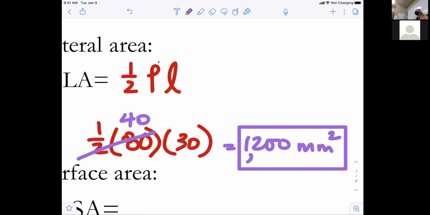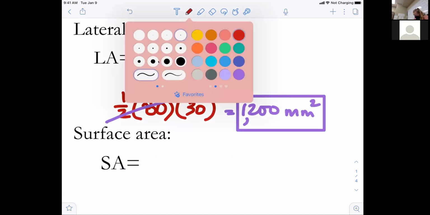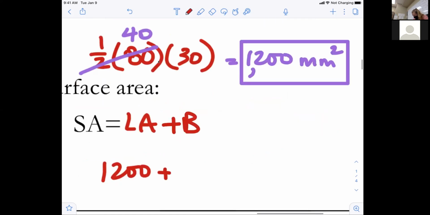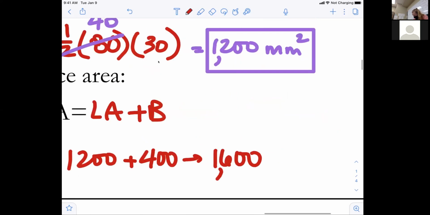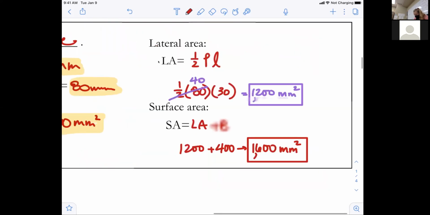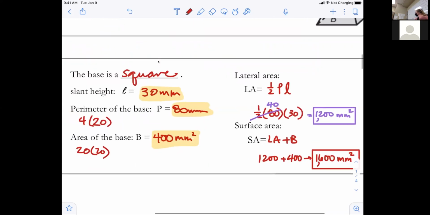Cool? Everyone good so far? Remember, surface area is just LA plus B. So I have LA, 1,200, plus B is 400. That makes it 1,600 meters squared. I didn't ask you to do volume in this one, and we will do one next round, but not this time. All right, anybody questions? Can you take a second and try the next one?